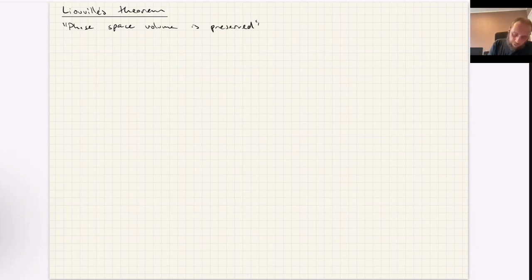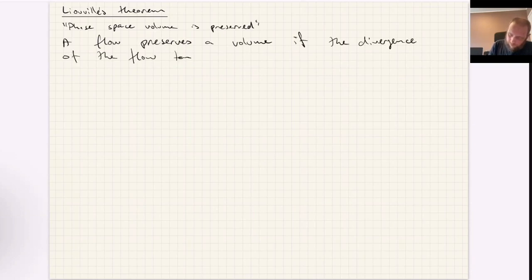So a flow preserves a volume if the divergence of the flow tangent is 0. So essentially that means that as much is flowing in as is flowing out of any given volume. In that case, we're going to have preservation of the phase space volume.